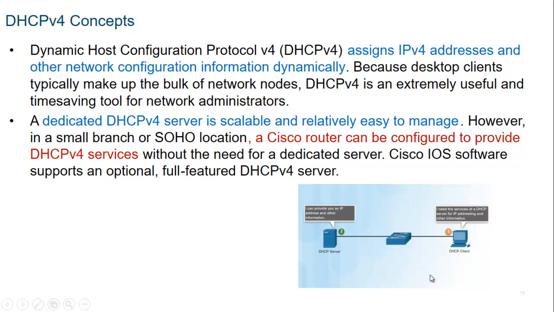So in this example here, the client comes in and then it requests the service of DHCP. When it requests that, the DHCP server will reply. But this service provided by the DHCP server can also be provided by the Cisco router.